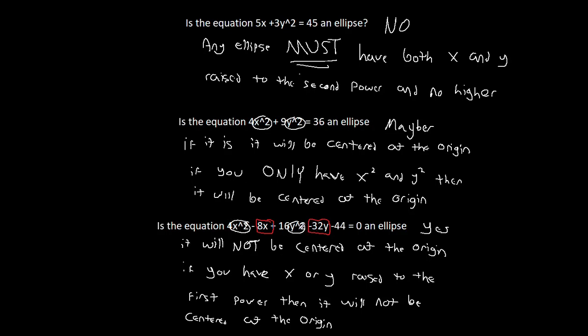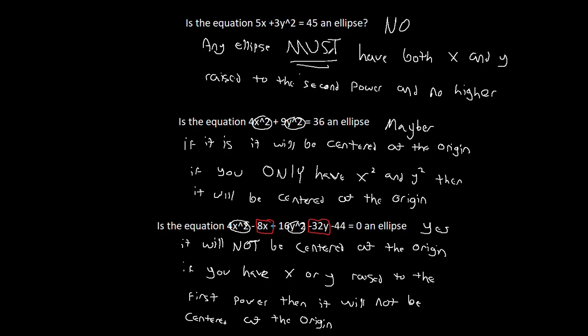I'm not going to go through the math, but the reason this is true has to do with factoring a polynomial. When you use the FOIL method, if it's not centered at the origin, if you have an h and or a k, you'll end up with some extra stuff: this 8x and this 32y. These two indicate that it's not going to be centered at the origin. Here we don't have that, so it is centered at the origin. And here, because this isn't squared, we know this is not an ellipse.